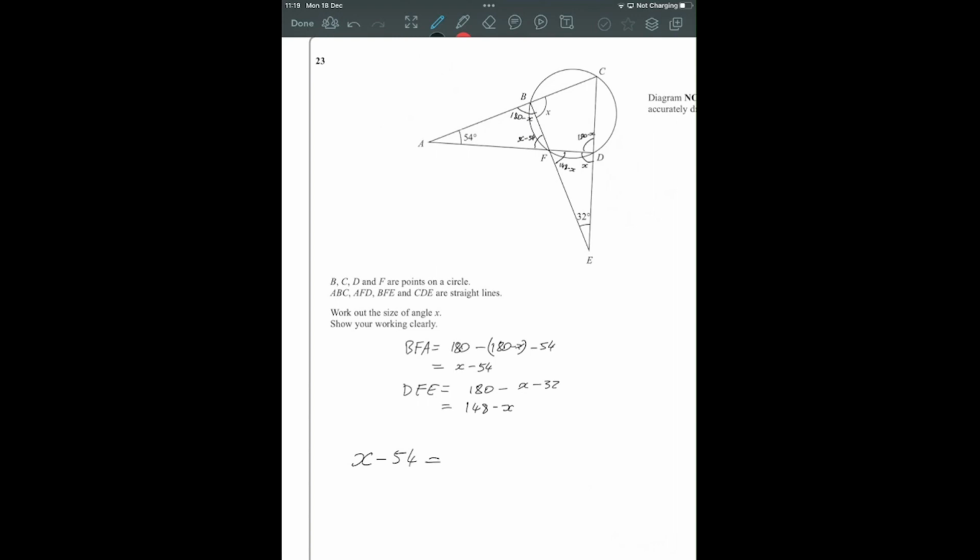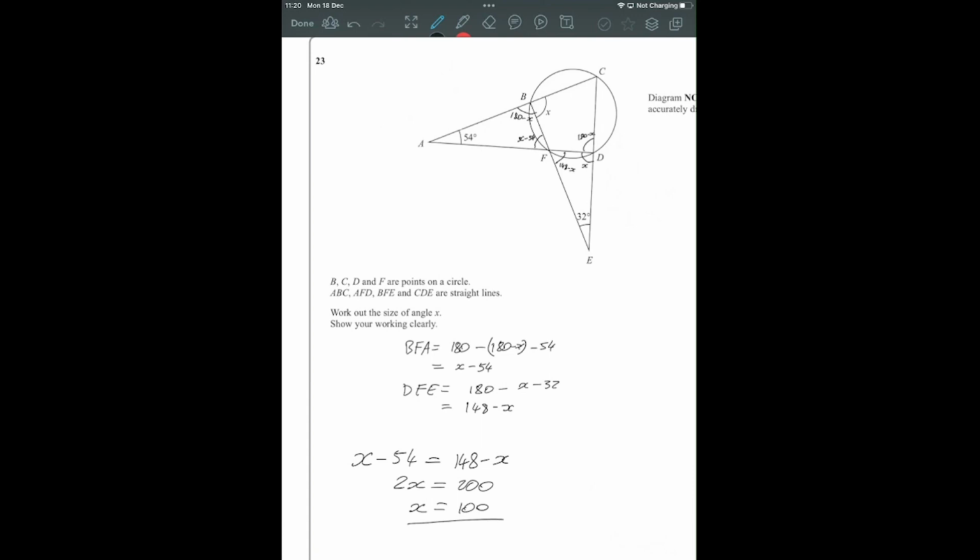x minus 54 is equal to 148 minus x. A bit of a simplification: 2x equals 200. x equals 100. Quite a nice round answer after all of that.